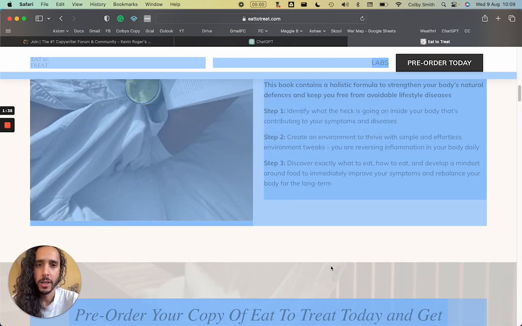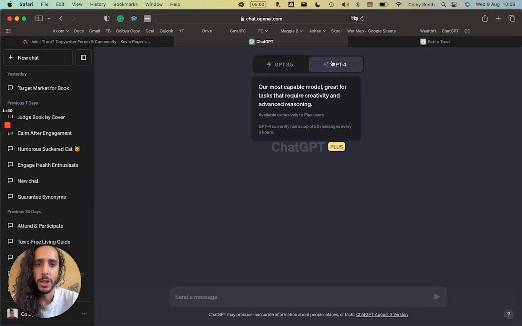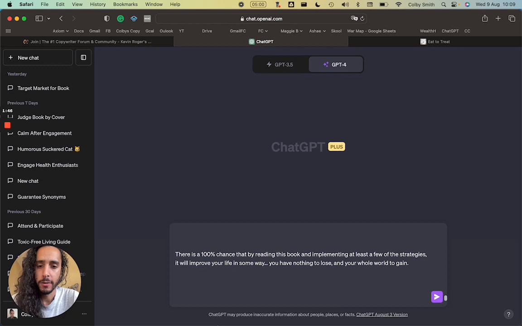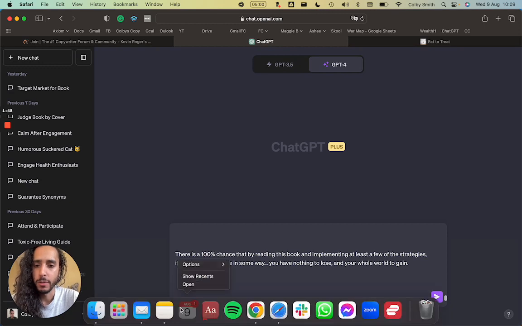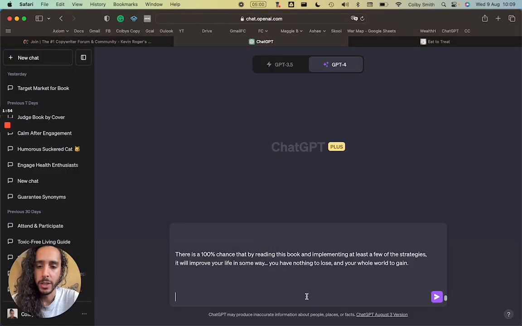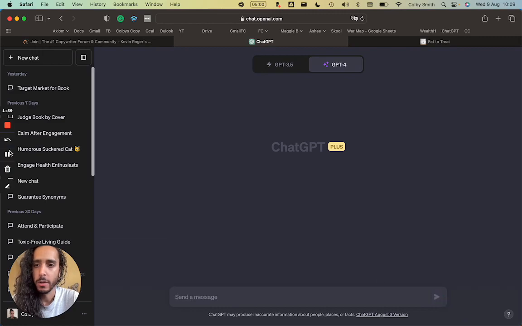So Control A, Control C, went into ChatGPT, using ChatGPT 4, pasted it in, and I've got the prompt that I used. Describe to me in detail the target market for this sales page. See what it comes up with.